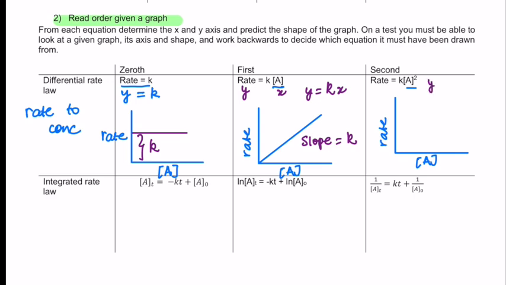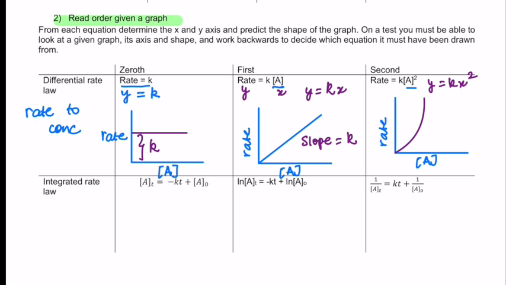For a second order reaction, this looks like y equals kx squared. So that's your quadratic, and we could graph it like this. Okay, so those are the three shapes for the three orders that we have learned. Like I said, on a multiple choice question, you might get these three graphs and the question says, what is the order of this reaction?